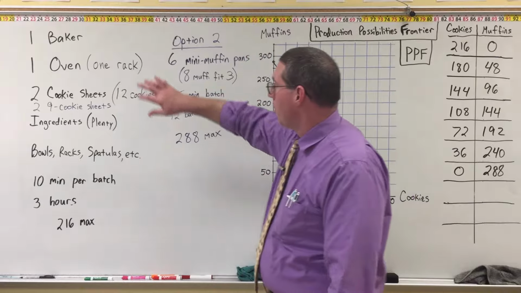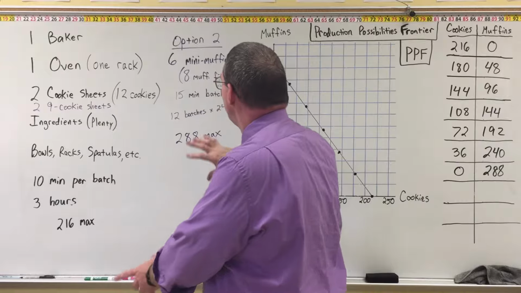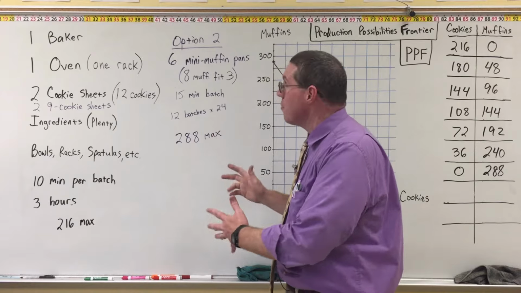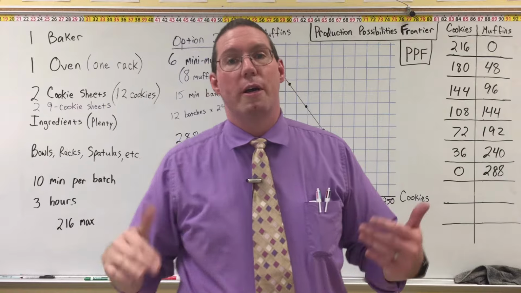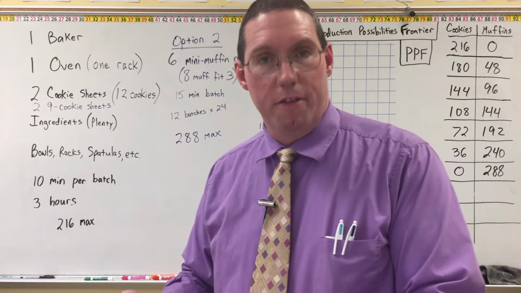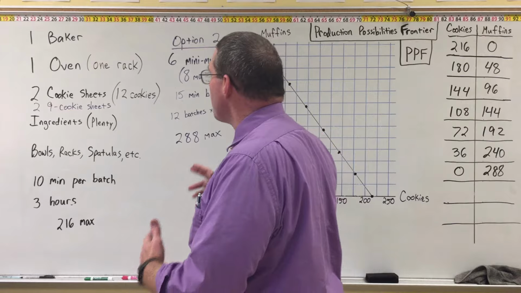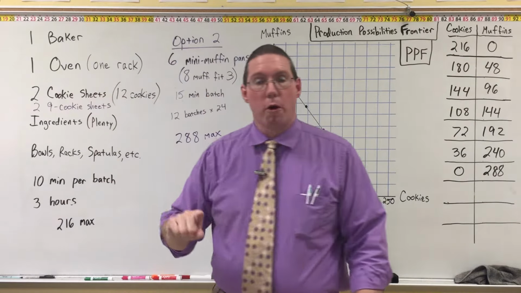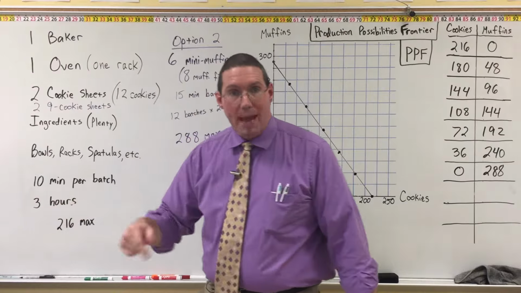Do you remember our example where we talked about making cookies? Well, we're going to expand that example into making mini muffins also. Here's the situation. This baker who makes cookies has decided to expand their operation and also offer mini muffins. They're going to sell both cookies and mini muffins. But this baker still only has one oven, and still can only work 3 hours to bake things.